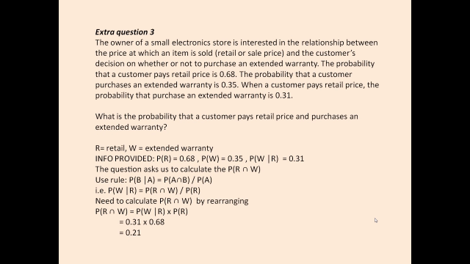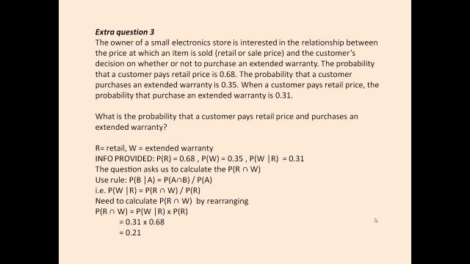We then want to be able to find the probability that a customer pays retail price and purchases an extended warranty. Now, whenever you have these type of word problem probability questions, it's always important to get the information that's within the scenario listed down nice and quickly so you know exactly what you're dealing with. And as well, we want to use a little bit of notation. So we're going to have R for retail and W for extended warranty, and that will just make writing down the information a little bit more simple.